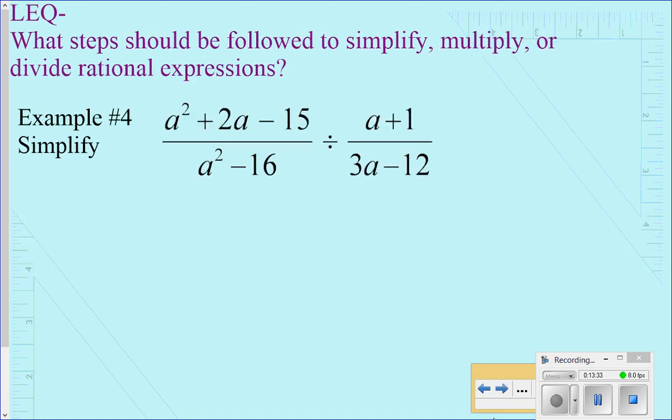Okay, next. This is our last example for the day. So once again, go ahead and copy that. So once again, you're going to factor everything you can. Looks like 3 of those expressions factor. So I'm going to go ahead. I see right away difference of squares. Hopefully you see that quickly as well. Numerator, take a moment and think about that.